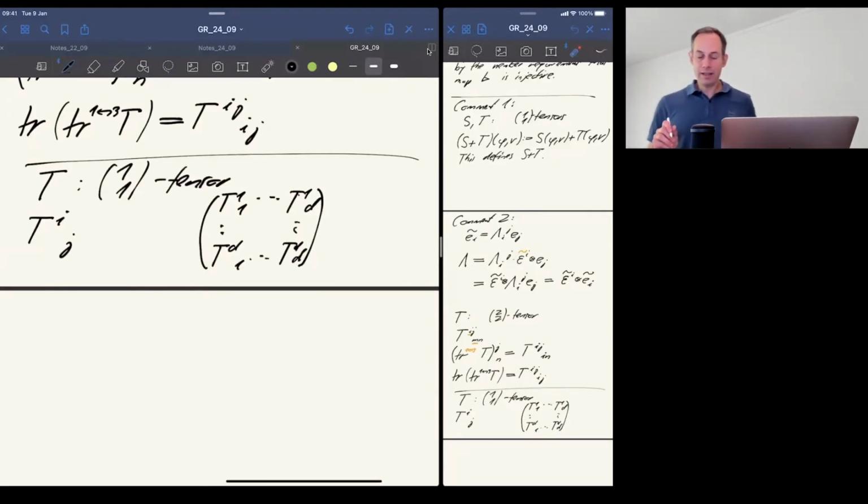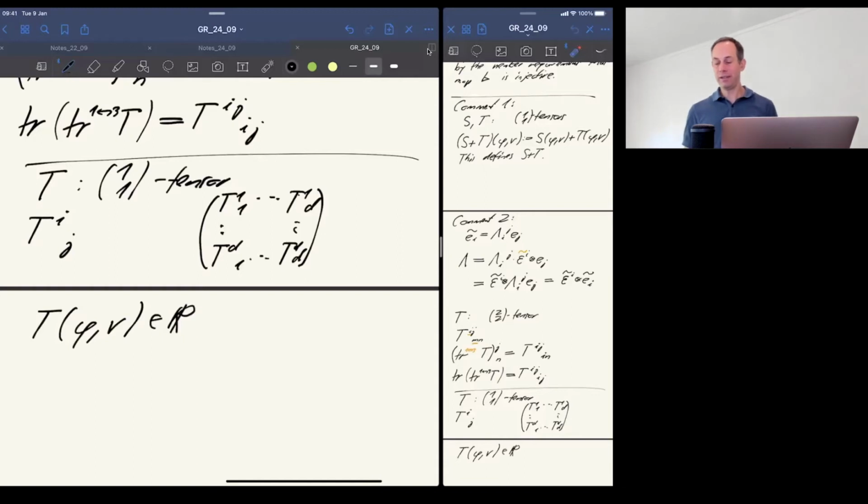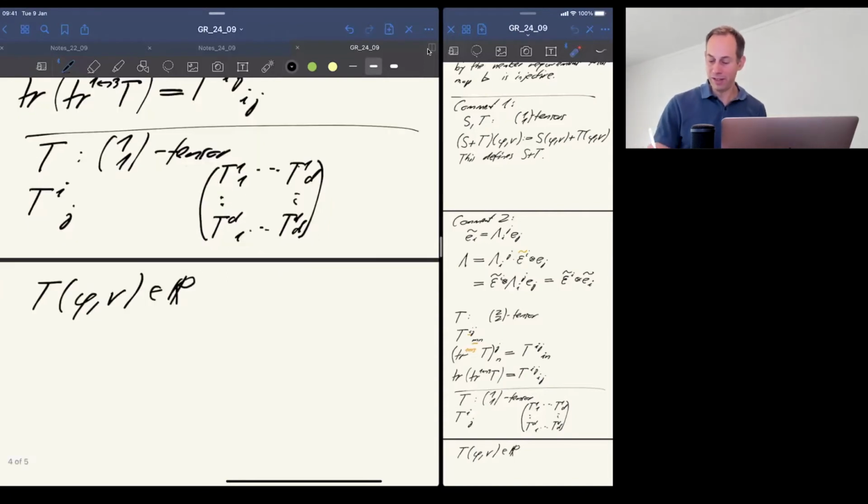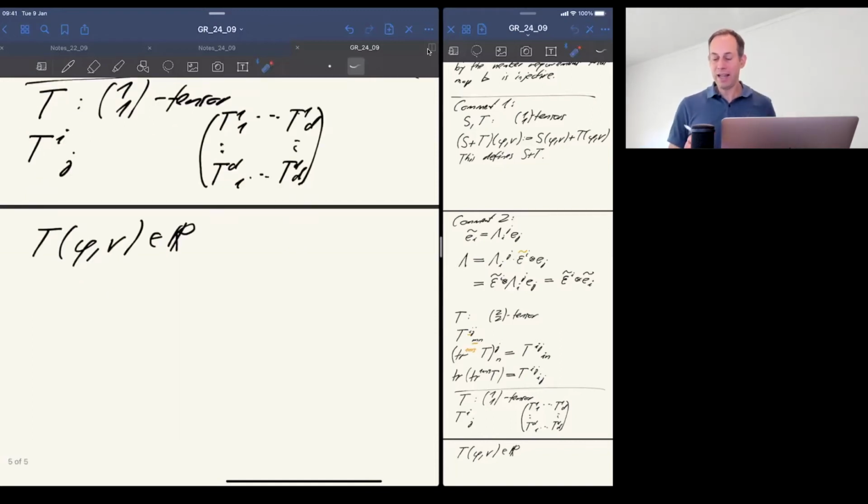Now, if you go back to the tensor, what the tensor does is it takes as arguments a phi and a v, a covector and a vector, and maps them to a real number. If you see it as a matrix, it's very natural to interpret this matrix as a map, for example, from V to V. And that's what you would often do. You say, oh, that's a matrix, I can multiply it with a vector, and then it gives me a new vector. And indeed, you are allowed to look at it in that way.